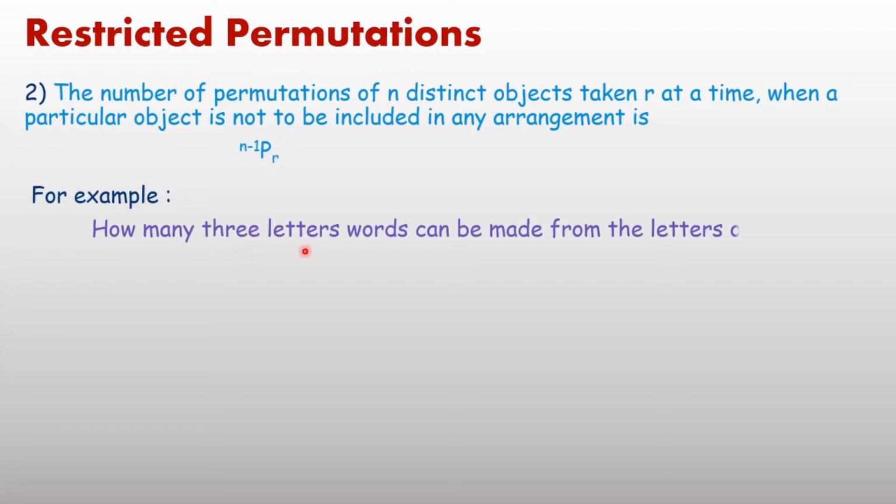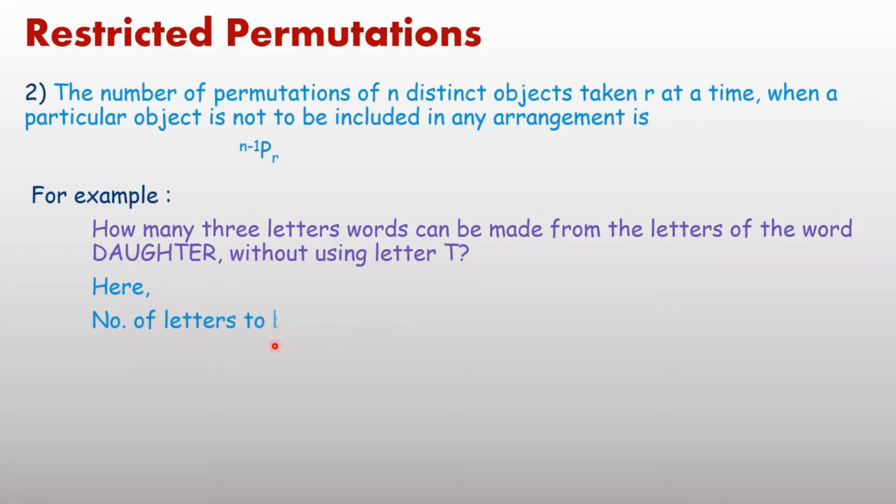How many 3-letter words can be made from the letters of the word DAUGHTER without using the letter T? It implies T is not there. And if T is not there, then the number of remaining letters is 8 minus 1, 7. And out of 7 you have to arrange 3 letters. You can apply the formula here: n minus 1 P r means 7P3. And you will get the result.